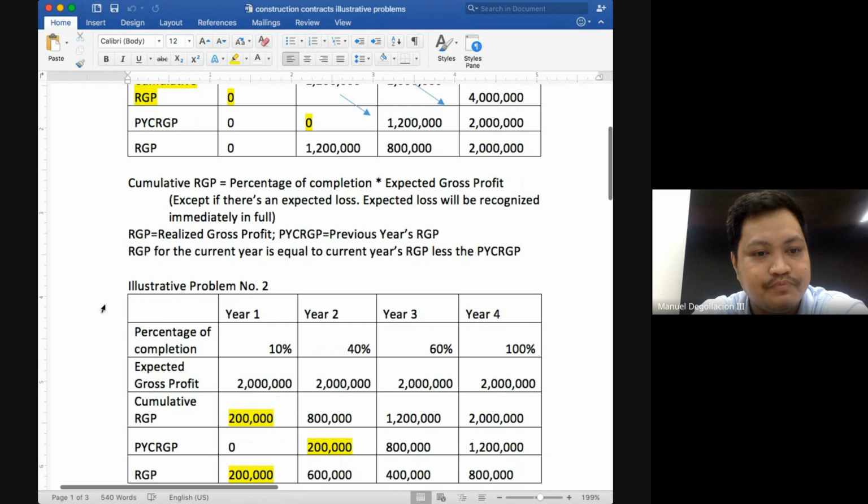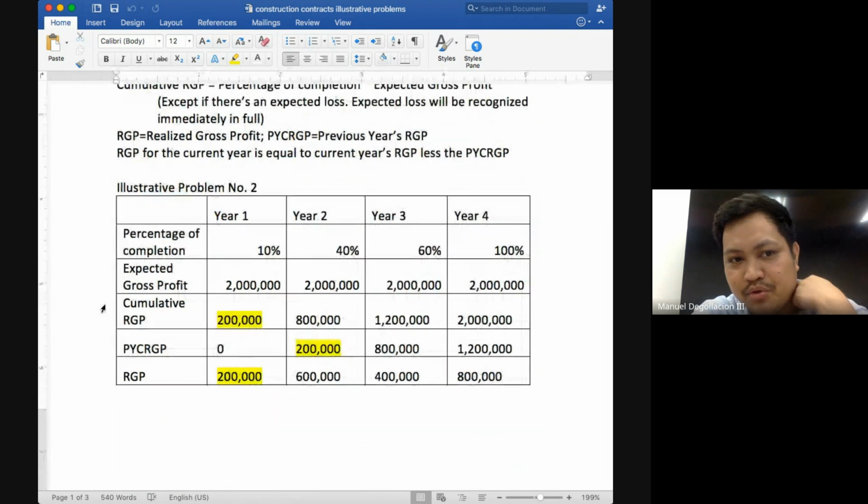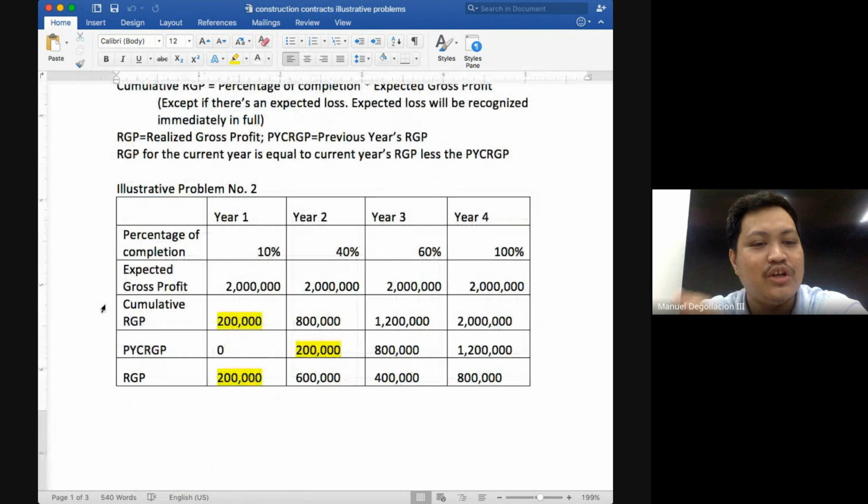Okay, let's proceed to illustrative problem number 2. What is the question again? How much is the RGP? And what are the two things you need to solve for the RGP? You need the percentage of completion and the expected gross profit. And in this problem, it's already given. There's nothing tricky in this illustrative problem except that there's already progress in year 1 and the expected gross profit is still constant. So no issue here.